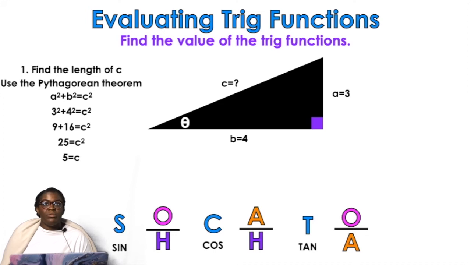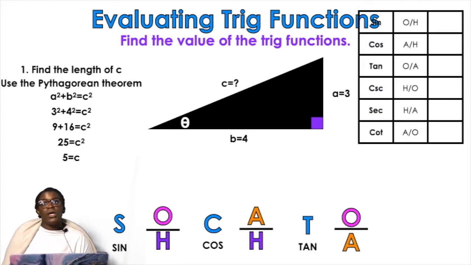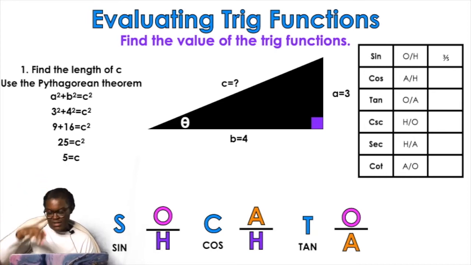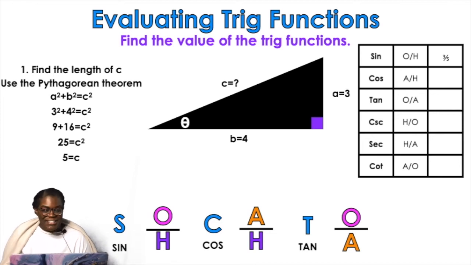In that order, preferably. Okay, so I have SOHCAHTOA. These are my 6 trig functions. These are my ratios. Opposite over hypotenuse. What did I write? Oh, 3 over 5. Good. I can't see it, it's over there. Anyway. Cosine is adjacent over hypotenuse.